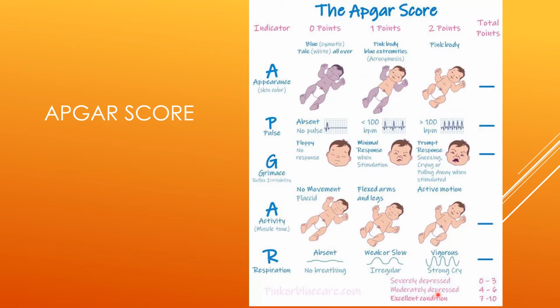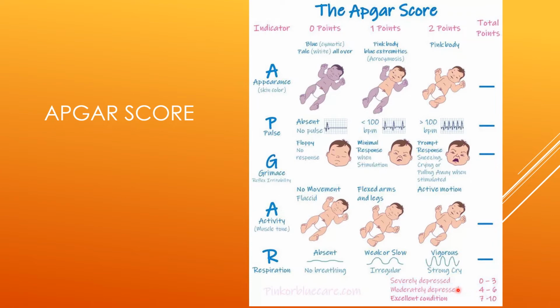Then next one, moderately depressed, the score will be 4 to 6. The baby may need oxygen or skin to skin care, kangaroo mother care, like that. Essential newborn care has to be given to the moderately depressed baby, and not only for moderately depressed, for every child we have to give essential newborn care. So for moderately depressed, we should monitor the baby for a few hours.